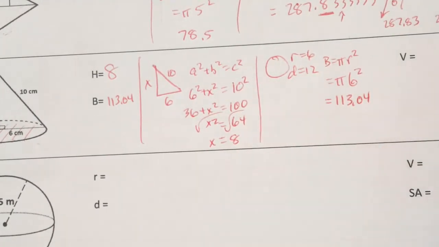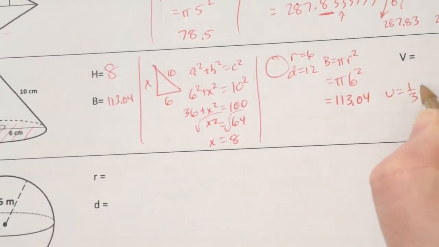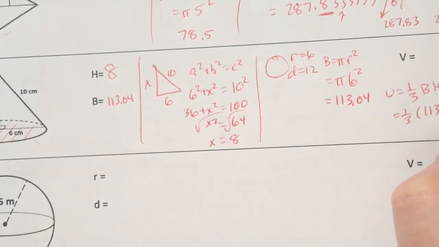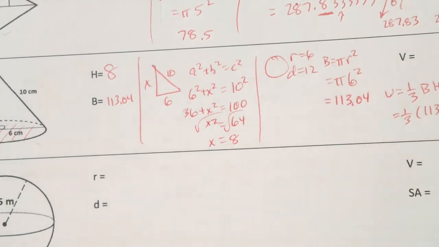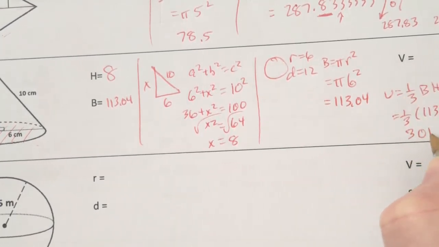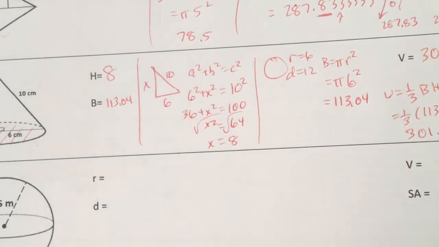Okay, so now volume. Volume is equal to 1/3 base area times the height. So all you have to do is plug those numbers in. 1/3, 113.04 times the height, which was 8. And you pop out with 301.44.